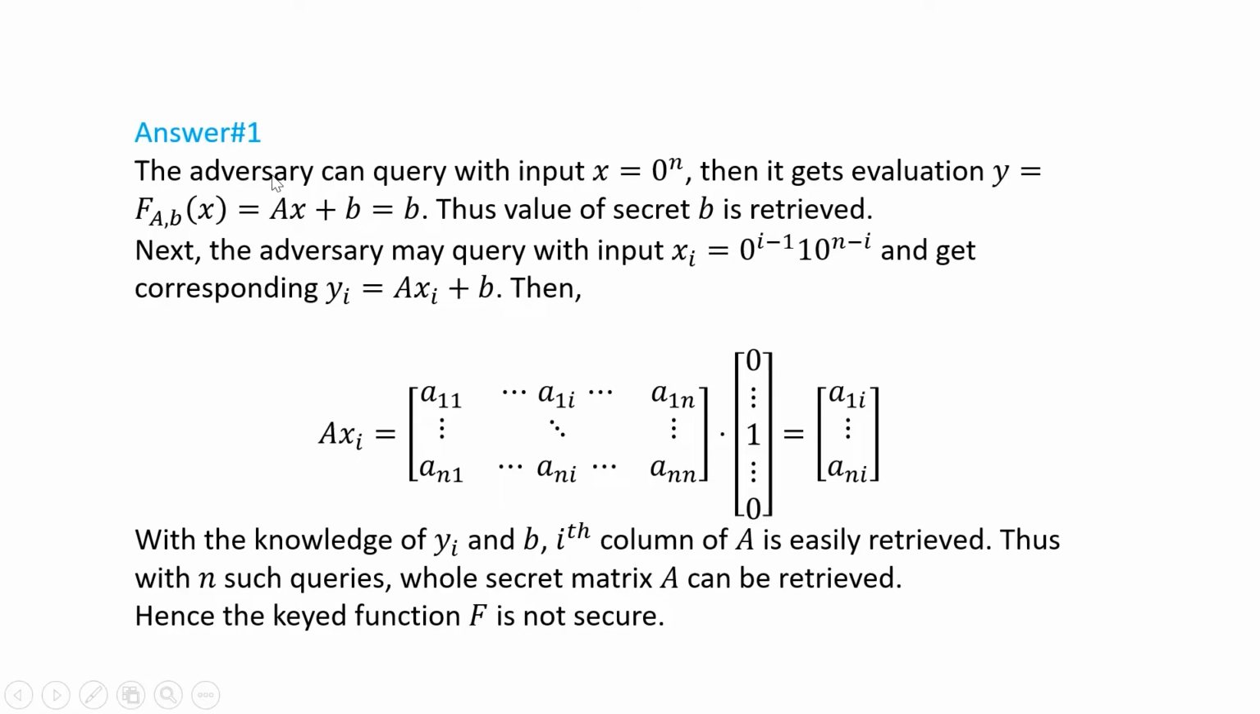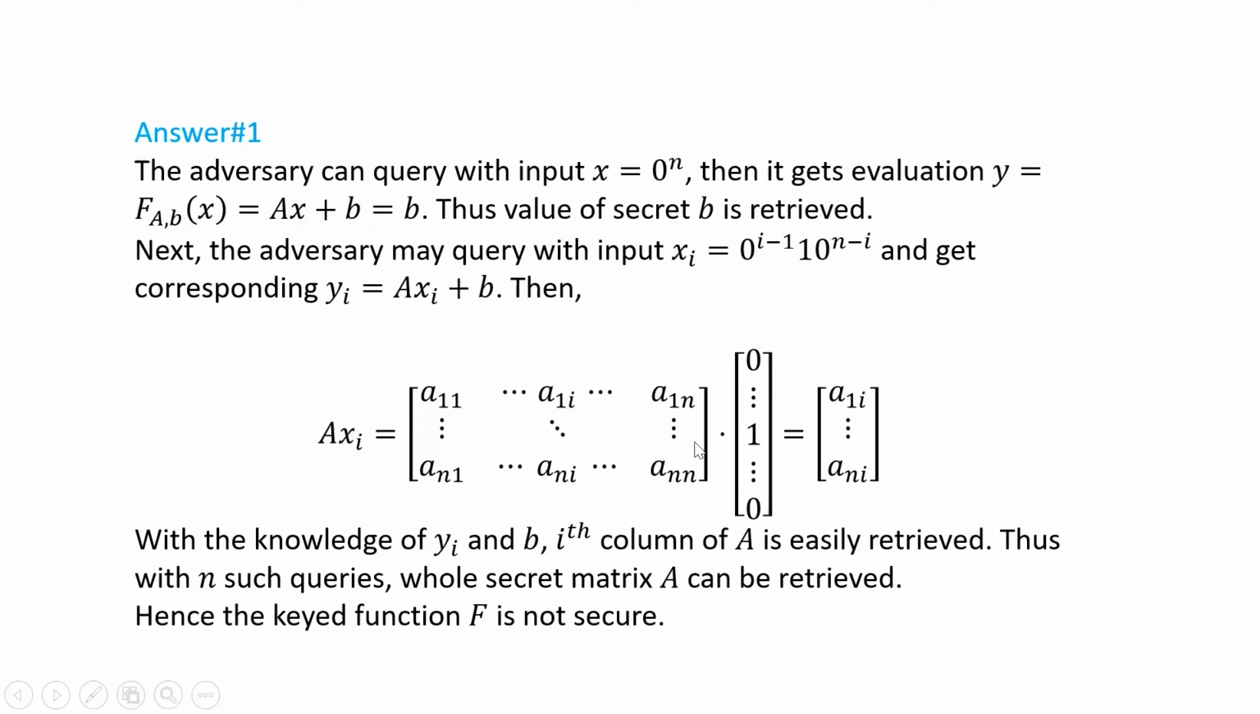Next, to retrieve the secret A, the adversary can query with inputs xi. In total, n more queries are required after the first query that retrieved b, which is of course allowed for a PRF adversary, who may use polynomial time and polynomially many queries. For each ith query, it provides input x as an n-length bit string where only the ith bit is 1 and all the rest of the bits are 0.